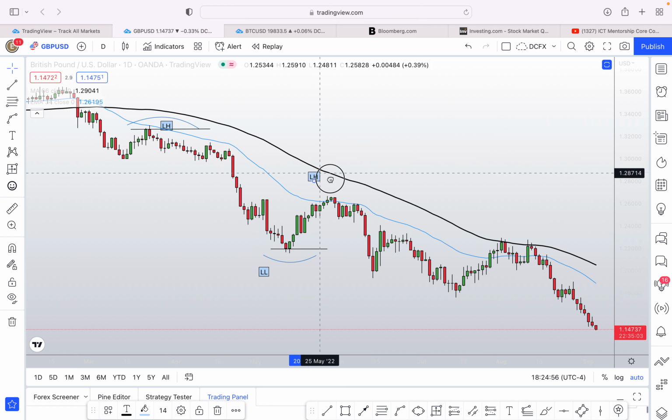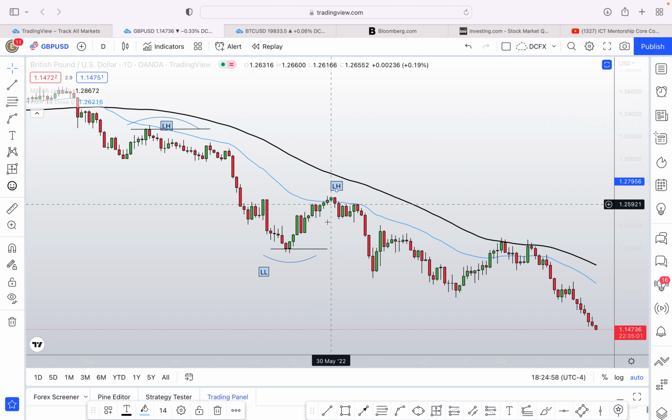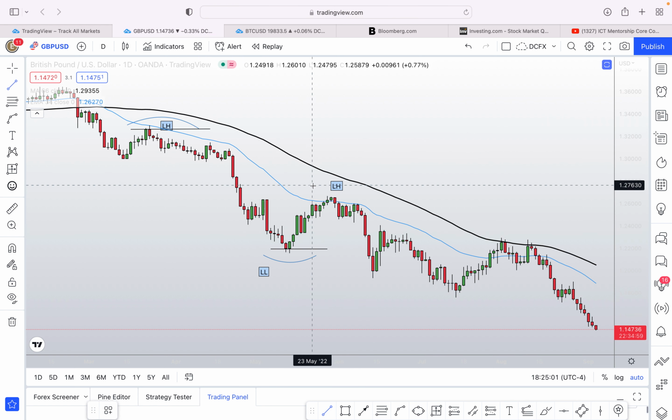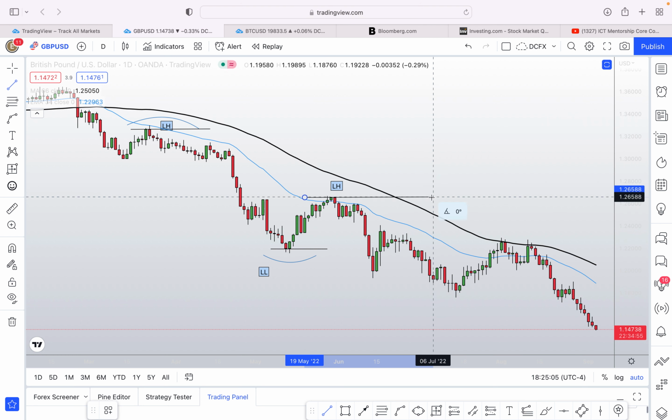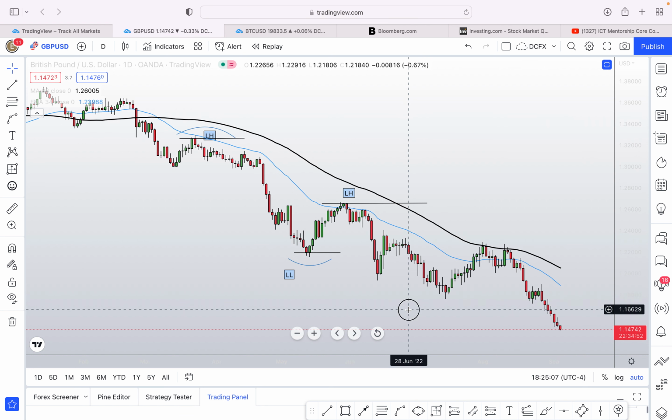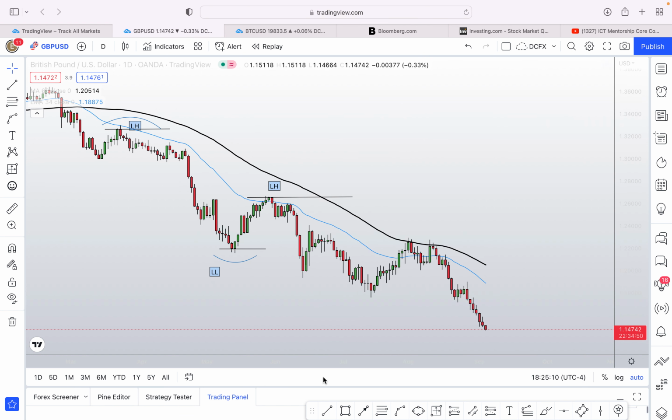Then from here we have another lower high. And notate how the lower highs always have a level of resistance. And remember, resistance is going to be a bullish candle followed by a bearish candle, okay? And then we have a lower low here.